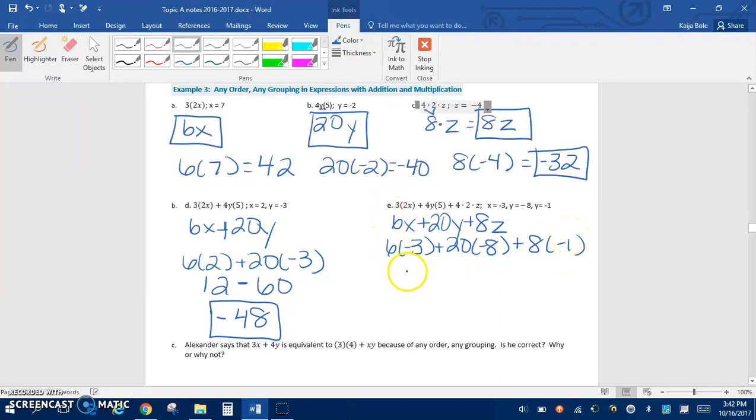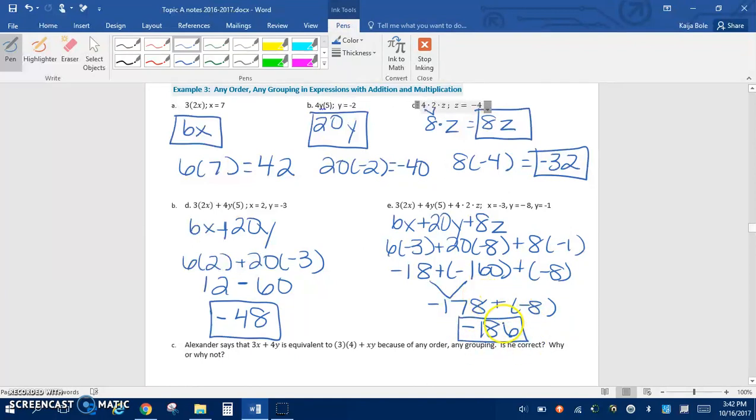So 6 times negative 3 is negative 18. 20 times negative 8 gives us a plus negative 160. And then we'll have a plus a negative 8. So negative 18 plus a negative 160 give us negative 178 plus a negative 8. So our final answer is negative 186.